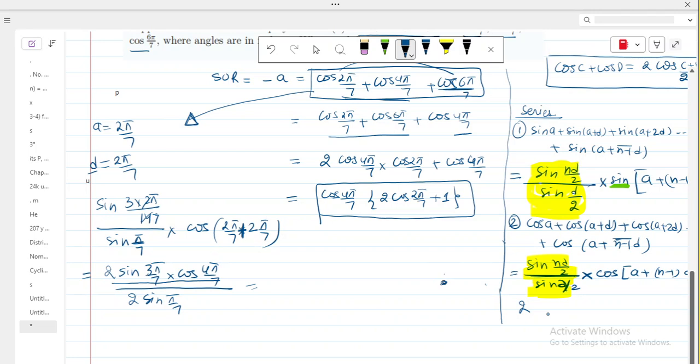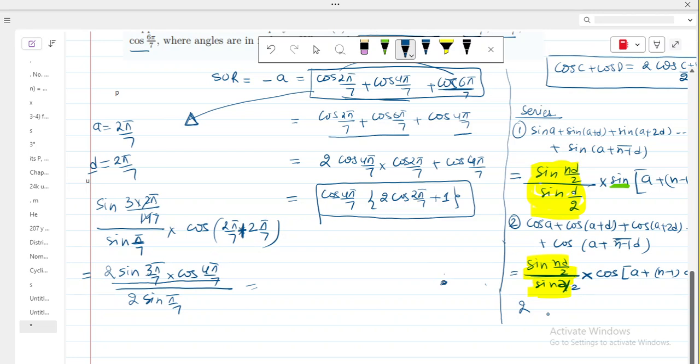Okay. So sine 180 is 0. So it becomes minus half. So minus the sum of roots, the sum of roots was minus a. So minus a is minus half. So a will become half.